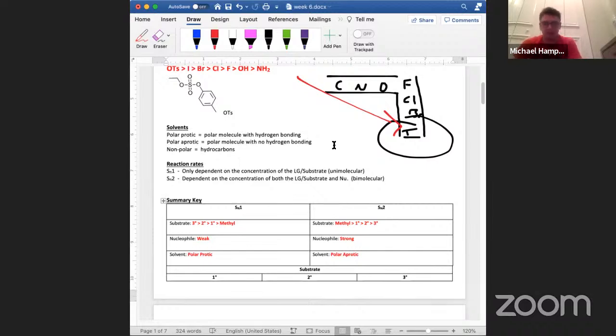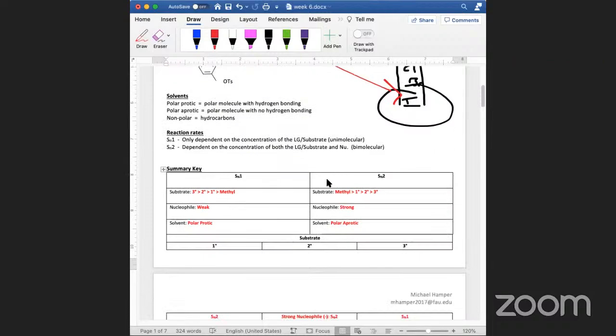Don't overthink it. A lot of people try to overthink it, whether it's going to give or take a proton or whatever. I was in your shoes, so yes, I get it. To make it all simple, like I've been trying to do since we started, if it's polar and it has hydrogen bonding, then it's polar protic.